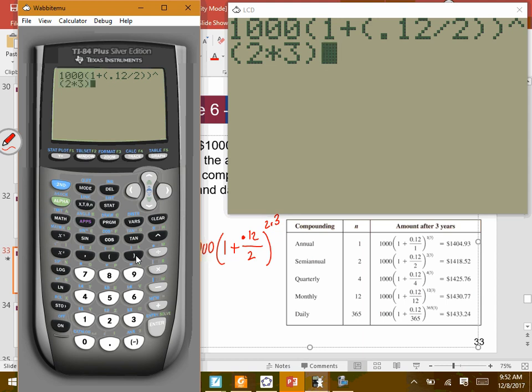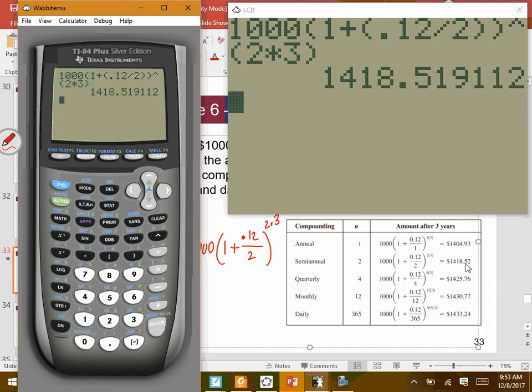So when I hit enter, it's going to tell me $1,418.52. So I made $400 in 3 years, if I just let my money sit there. Probably a pretty good deal. But the next thing is to do this quarterly. Well, quarterly means how many times a year? 4.